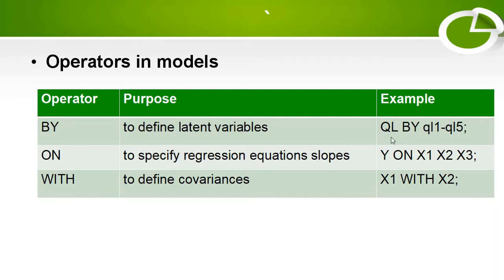For example, if observed variables are ranging from QL1 to QL5 and the construct is QL, I will write here QL BY QL1 dash QL5 semicolon. That would indicate that this QL construct has 5 items. So BY is used when you're going to define the latent variables.